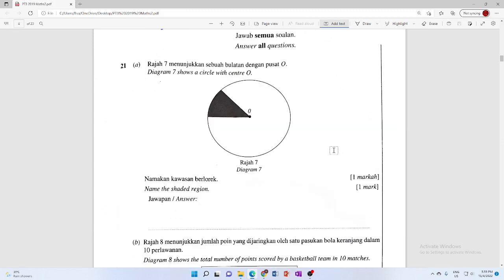D. Question 21a. Diagram 7 shows a circle with center O. So name the shaded region. The shaded region is called minor sector.